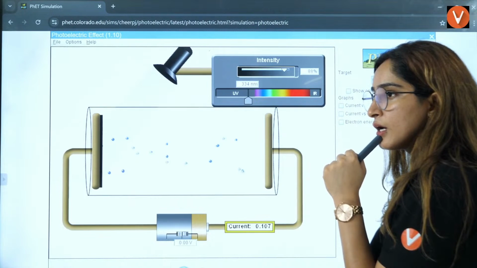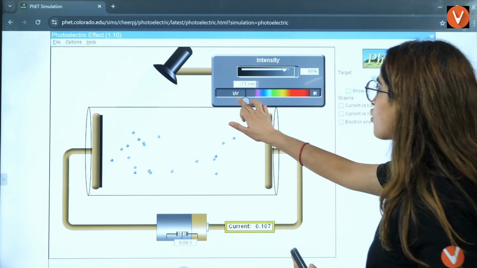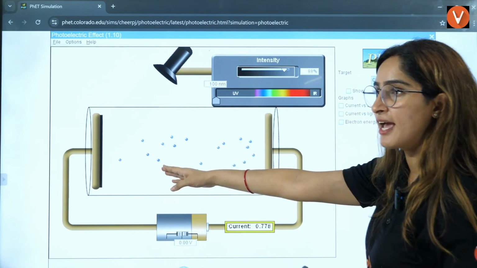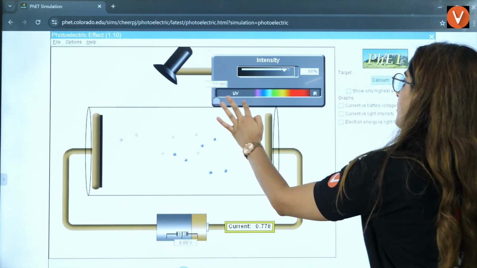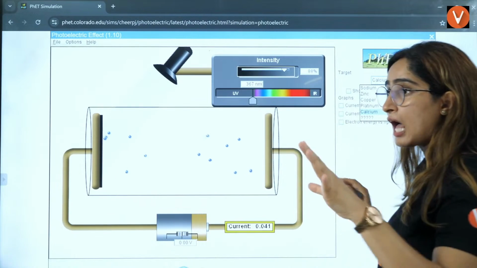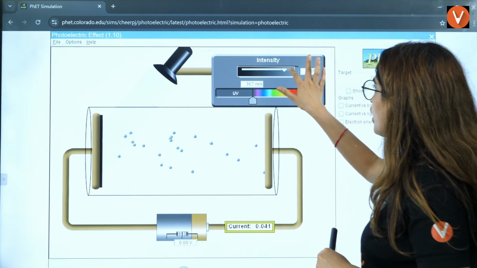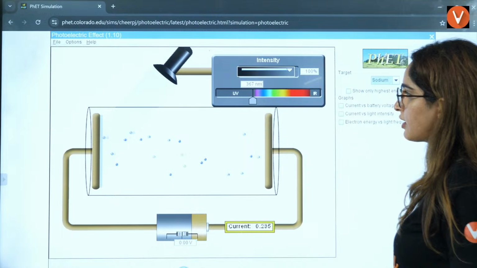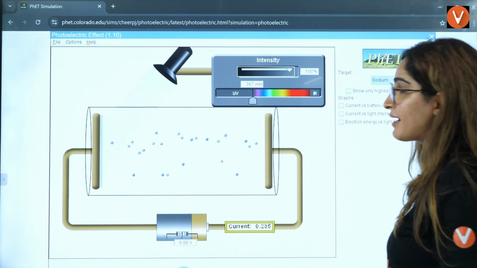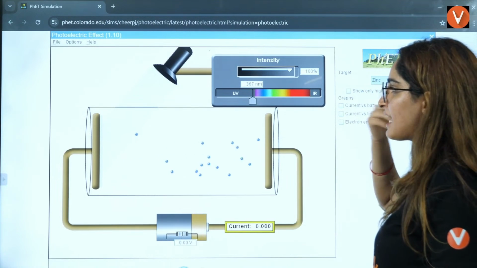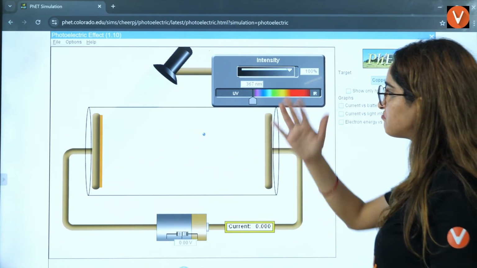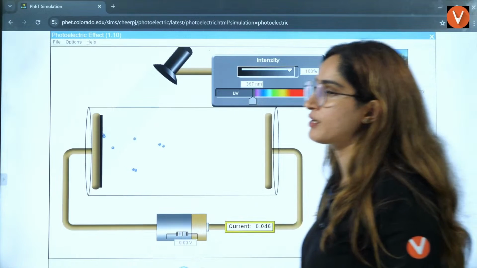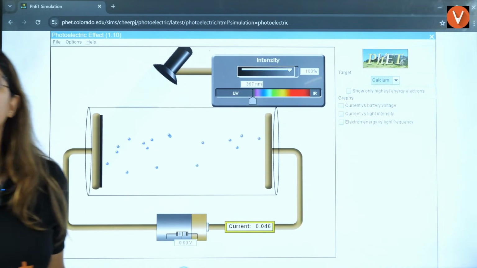So the electrons you can see are moving with high energy here. The energy is changing entirely. Now I am fixing the intensity to 100% and fixing the frequency also. If I change to sodium, sodium will have more kinetic energy. It depends on the work function. Zinc, no electron ejection. Copper, no electron ejection. Platinum, no electron ejection. Calcium, electron ejection is there. That means, can you see, it depends on the work function as well.